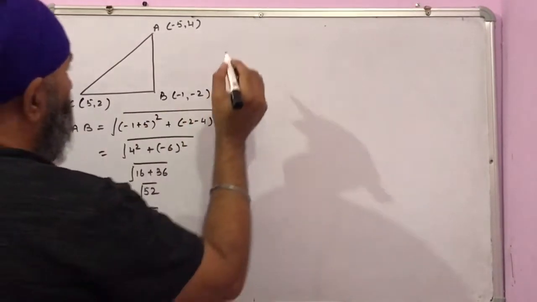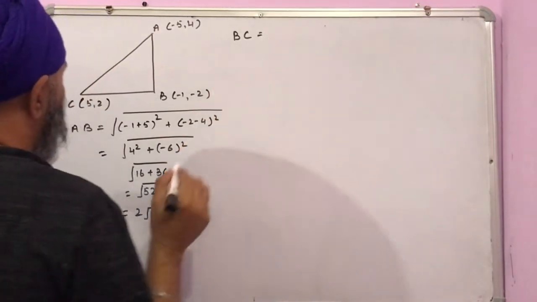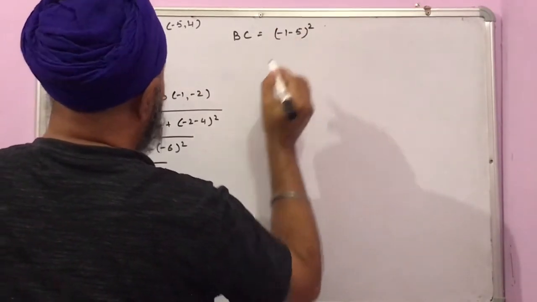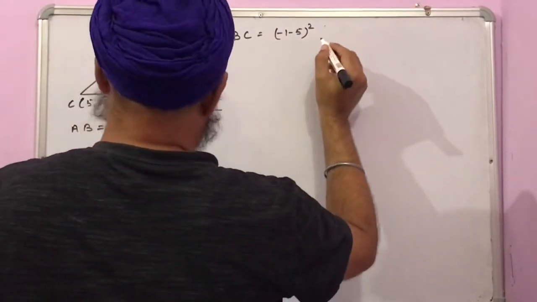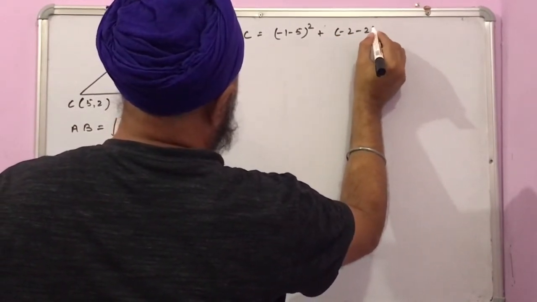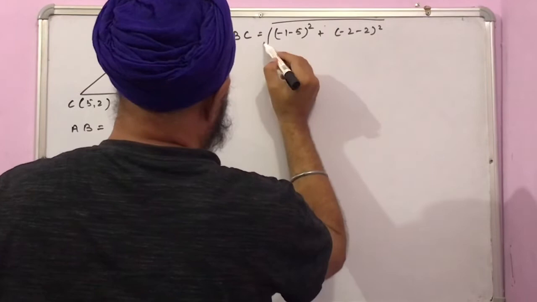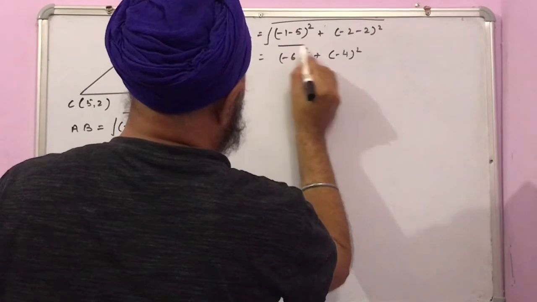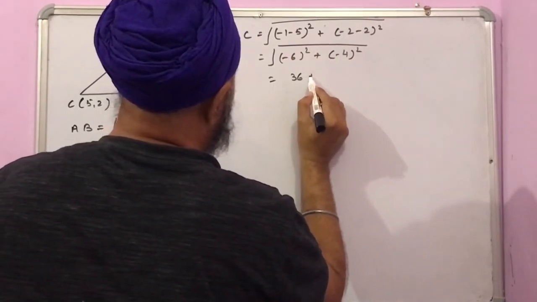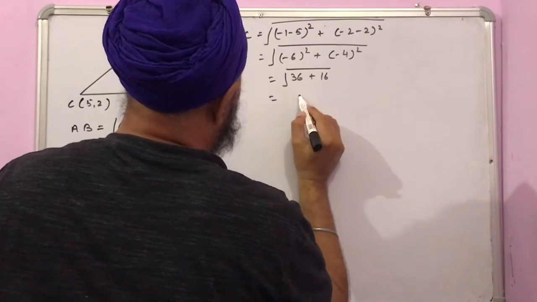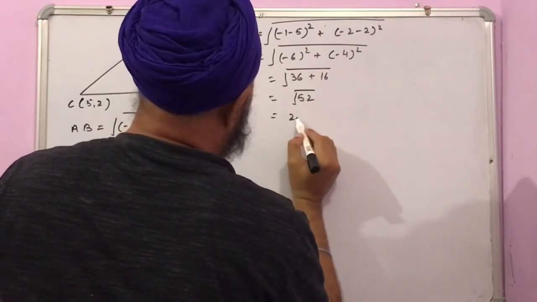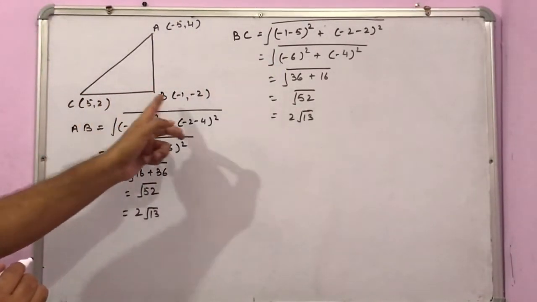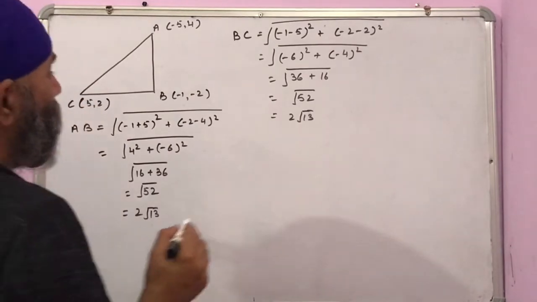Then I find BC. I apply the distance formula: (-1 - 5) square plus (-2 - 2) square. Minus 6 square plus minus 4 square, 36 plus 16, root of 52, that is 2 root 13. I apply the distance formula to BC, then I find the length of AC.